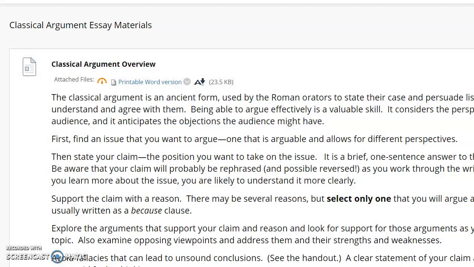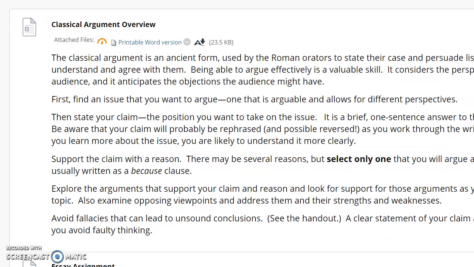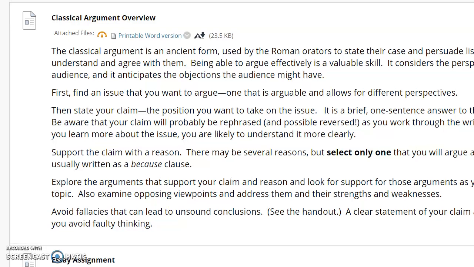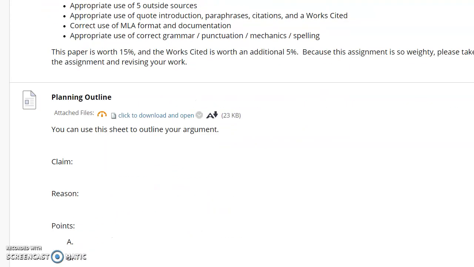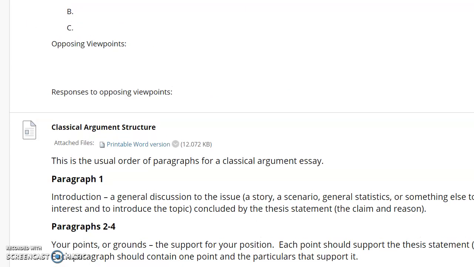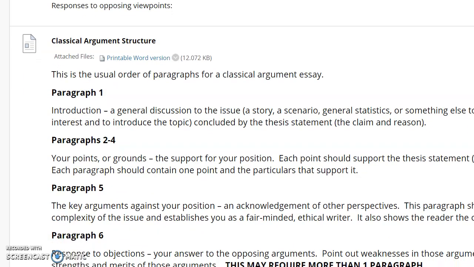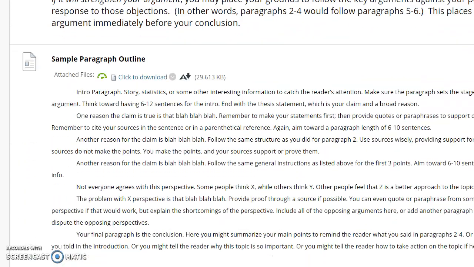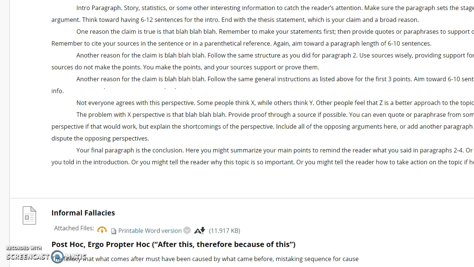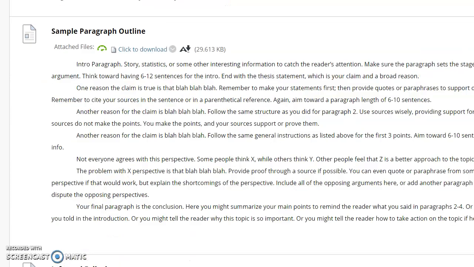And so we're going to work through these different items in this folder. First I have just an overview of the classical argument, explaining it and its strategies and its purpose, and then talk about the assignment itself. Then I want to show you an outline that I highly recommend, so you can keep in mind everything that you have to do. Then we'll look at the structure, and then this sample paragraph outline, and then I have a handout over the informal fallacies.